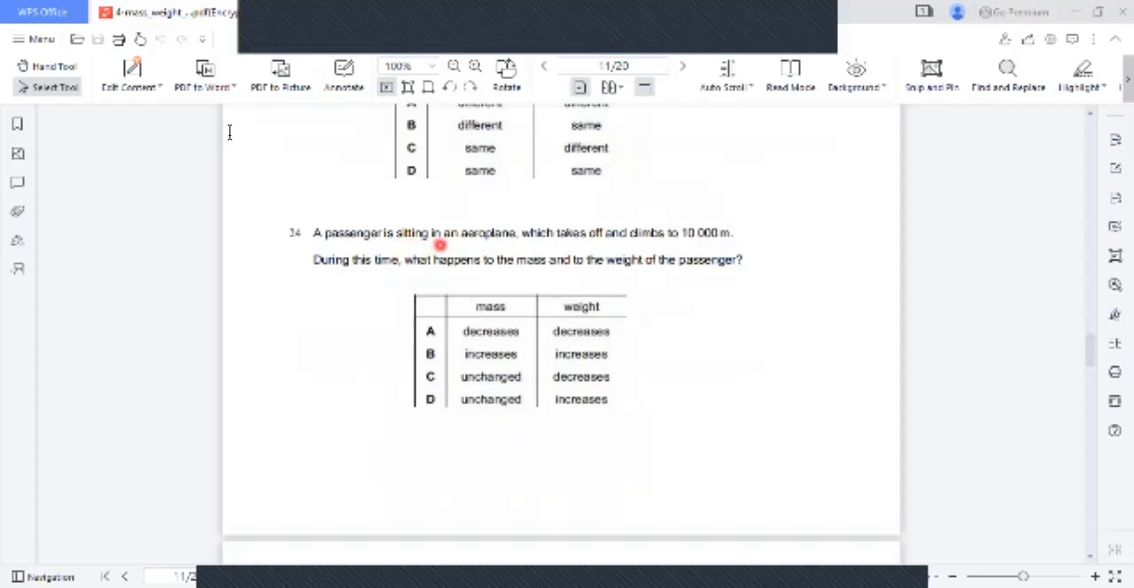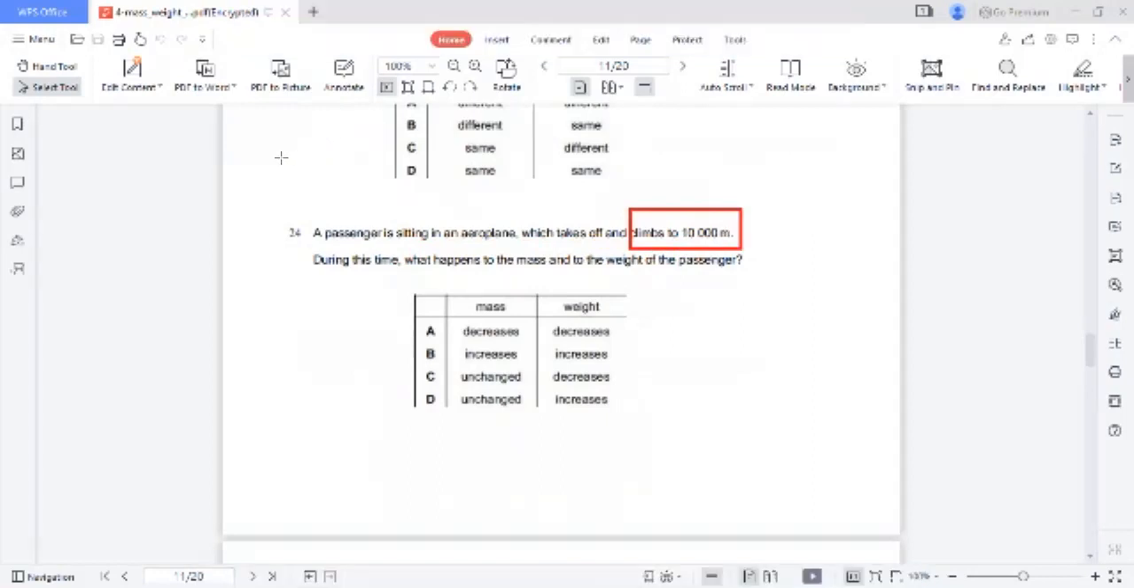A passenger is sitting in an aeroplane which takes off and climbs to 10,000 meters. This is height, which is 10,000 meters above the earth. During this time, what happened to the mass and weight of the passenger? 10,000 meters is the height. So mass remains the same. Like we know that whatever the condition would be, the mass remains the same, mass unchanged.